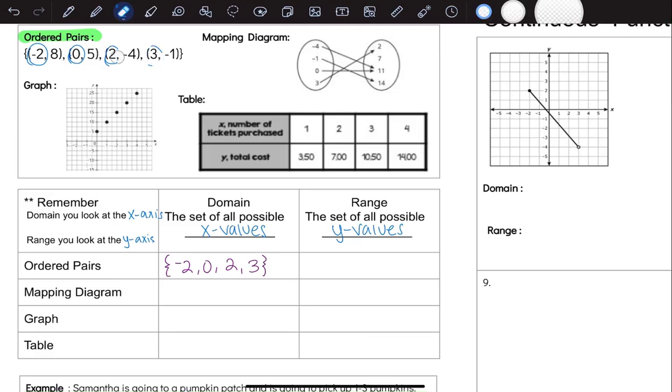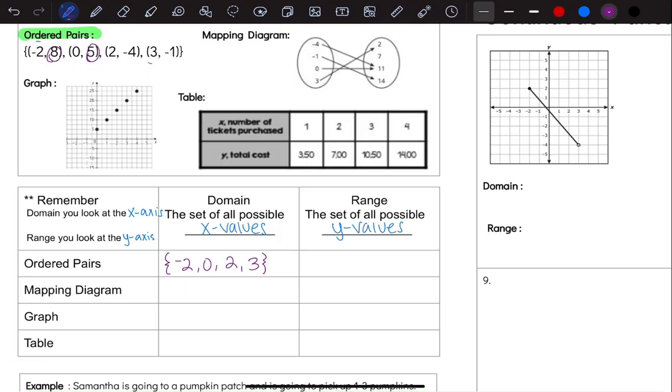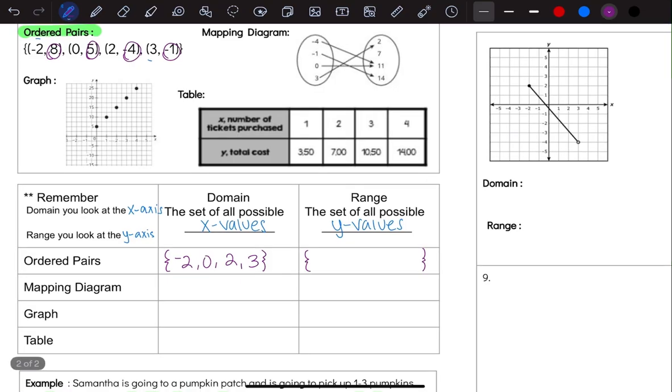And then our y values are 8, 5, -4, and -1. Again, we're going to write those in order from least to greatest. So our y values, or our range, is -4, -1, 5, and 8.